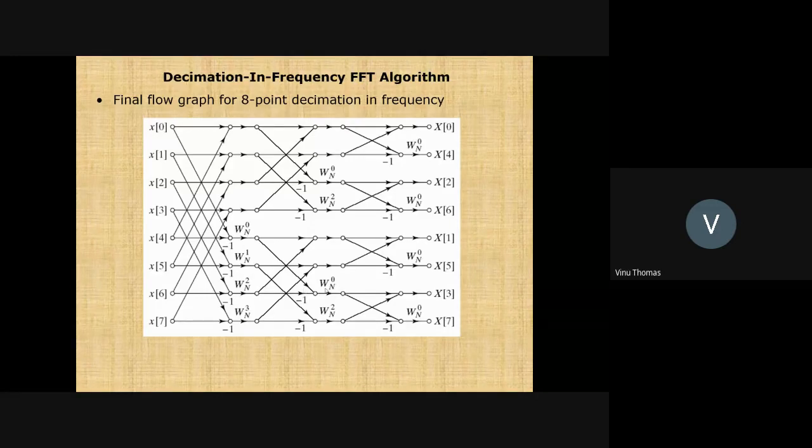Because you will see that this can be rearranged and then you can make the output normal ordered and the input in the bit reverse order. So that also can be done. So this is the final flow graph. And can in-place computation be done here? Can you do in-place computation here?